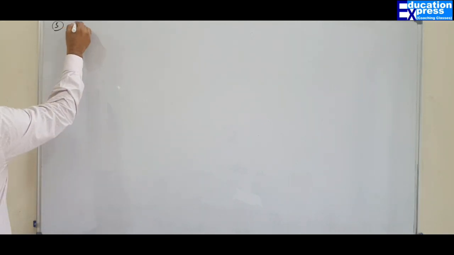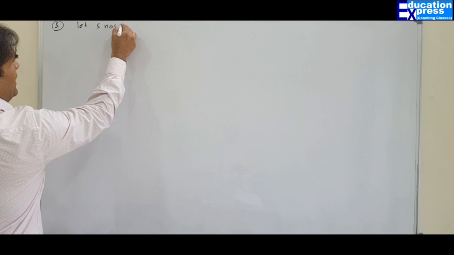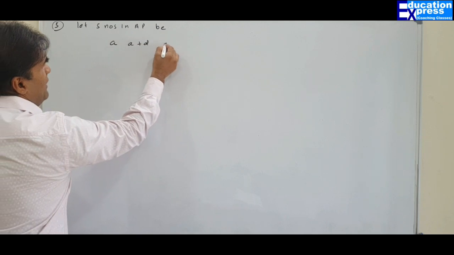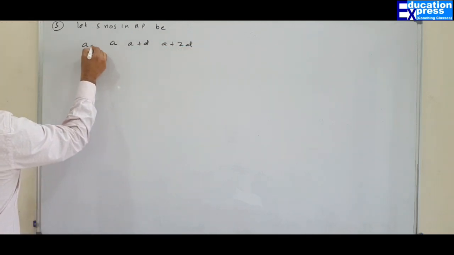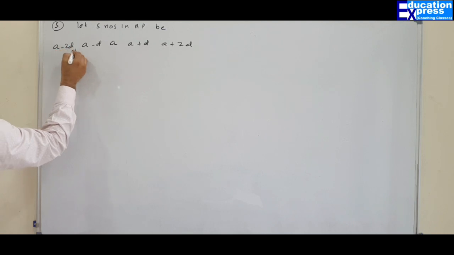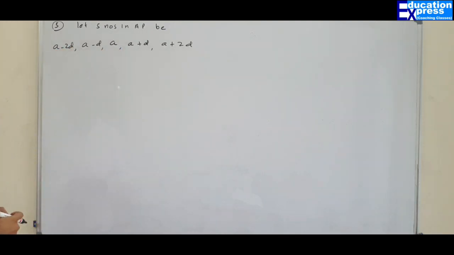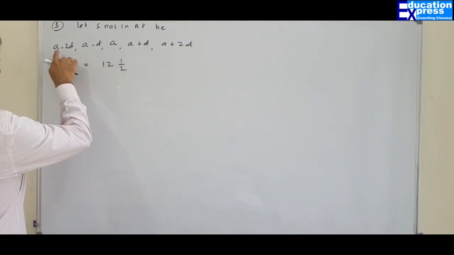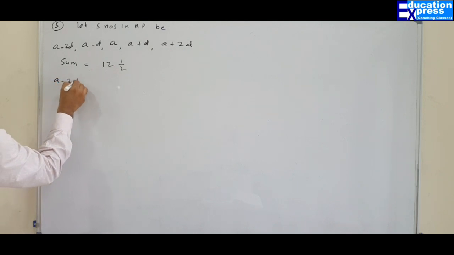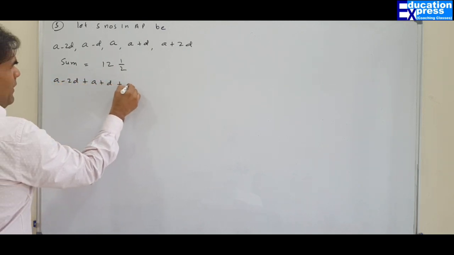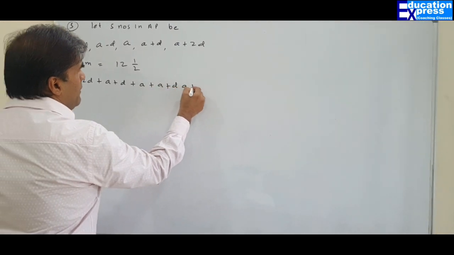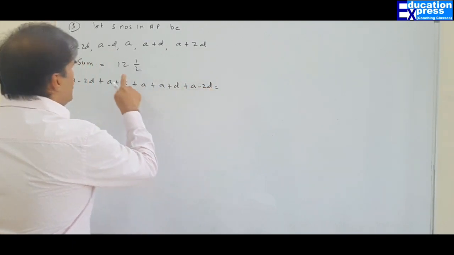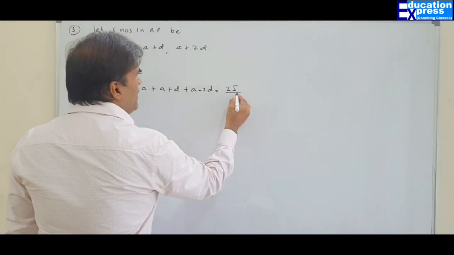So question number 5. Let 5 numbers in AP be A plus D, A plus 2D, A minus D, A minus 2D. So these are the 5 numbers in AP. It's mentioned that their sum is 12 and a half. So let's add all of them. A minus 2D plus A plus D plus A plus A plus D plus A minus 2D. 12 and a half can be written as 25 upon 2.